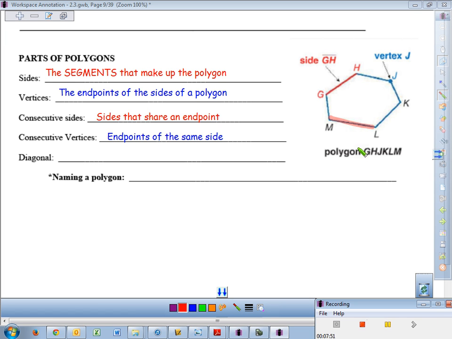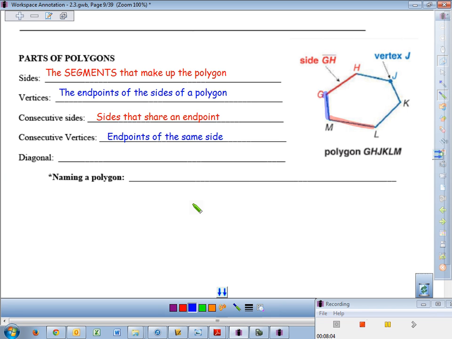See this side that I highlighted right here? Segment ML. Isn't M and L the endpoints of it? Those are right in a row. They're consecutive vertices. If you wanted to say, well, what about M and G? Well, aren't they on the same side? Segment GM right there. There you go.